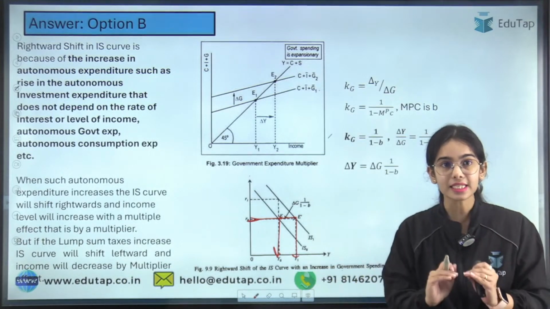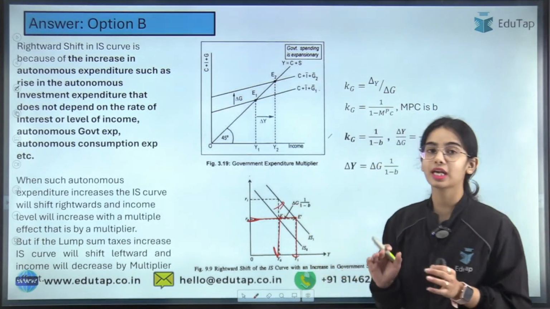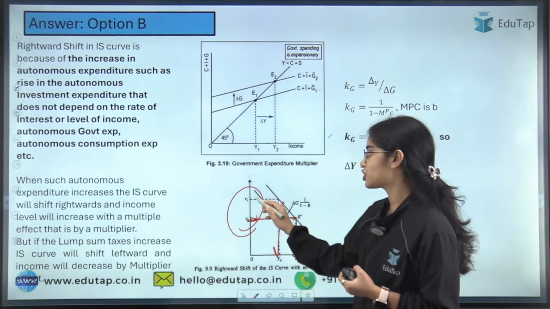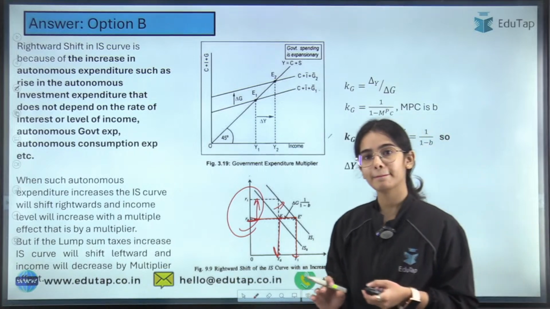If there is a decrease in taxes, then also there will be a rightward shift in the IS curve. But when the taxes are increasing, or when the rate of interest is changing, then there will be movement. Okay.